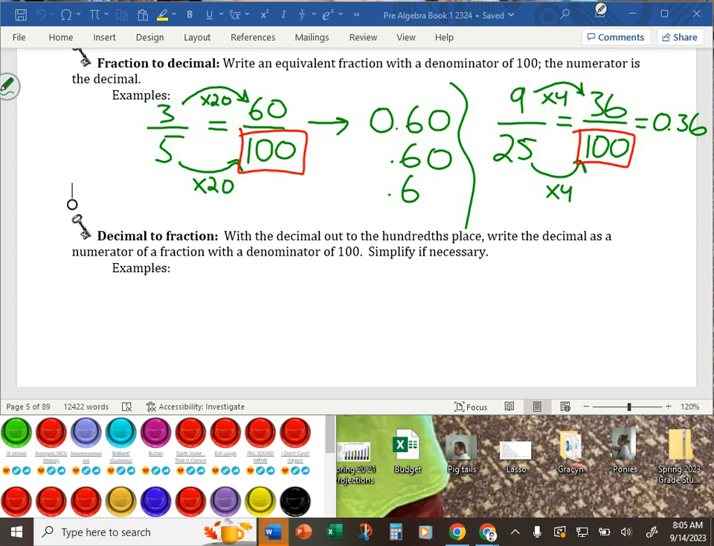Okay. The third option, decimal to a fraction. It says, write the decimal out to the hundredths place. Write the decimal as a numerator of a fraction with a denominator of 100. So again, we see this importance of having a denominator of 100. We're essentially going the exact opposite of what we did up at the top. Let's start this time with 0.36.